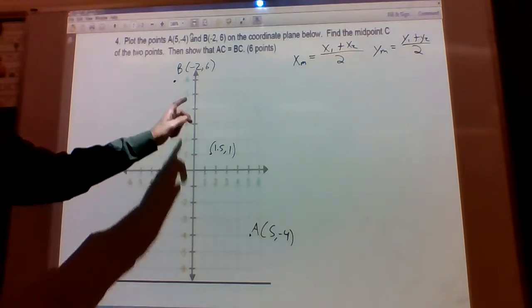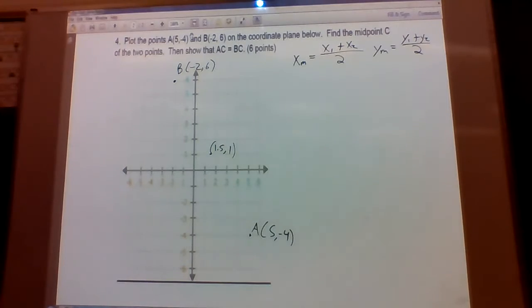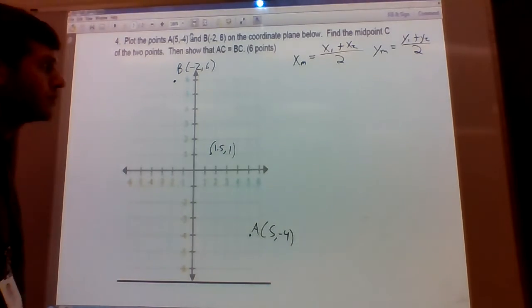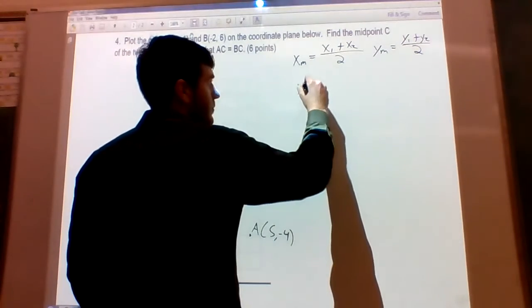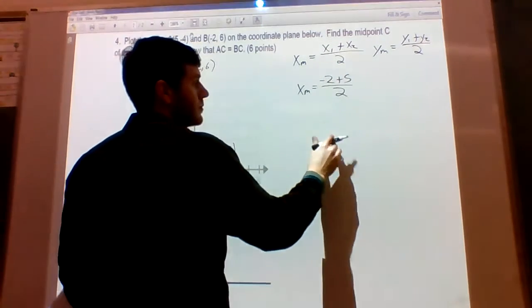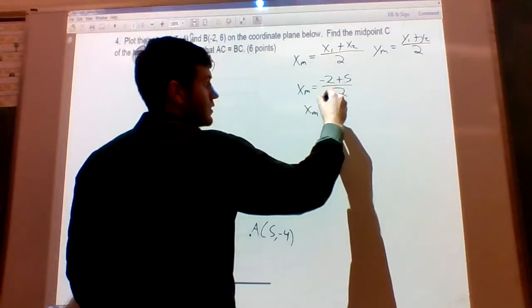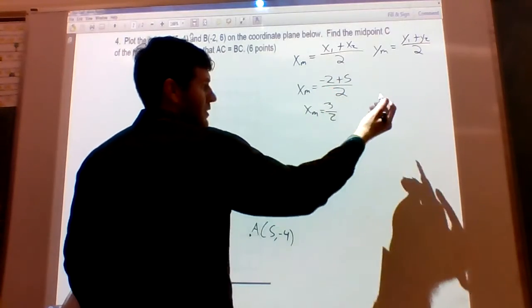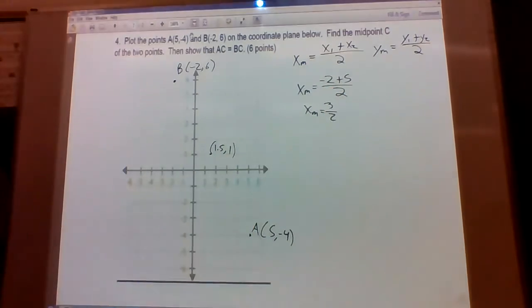So this is our one endpoint. This is our other endpoint. So what's our two x values? -2 and 5. So x sub m is going to be -2 plus 5 over 2, which is going to give us 3 over 2. And what's 3 over 2? It's 1.5. So we're good.